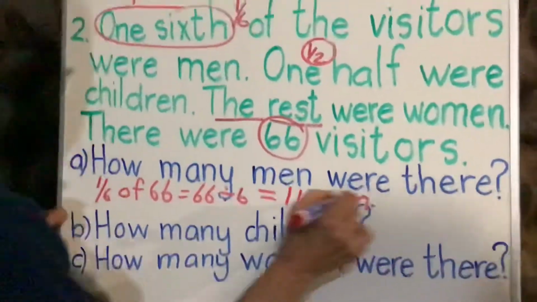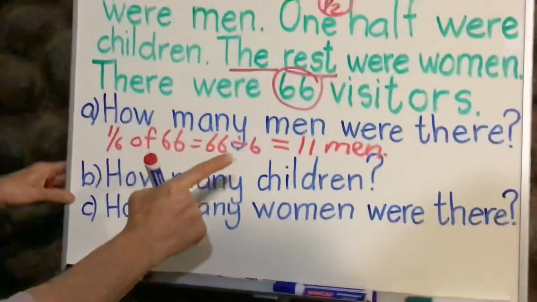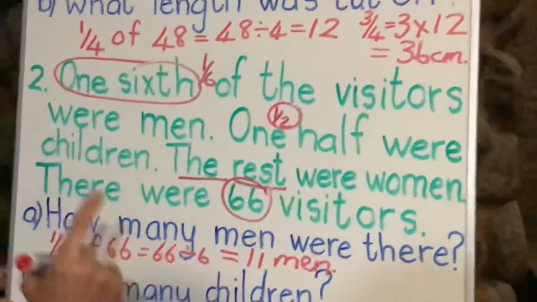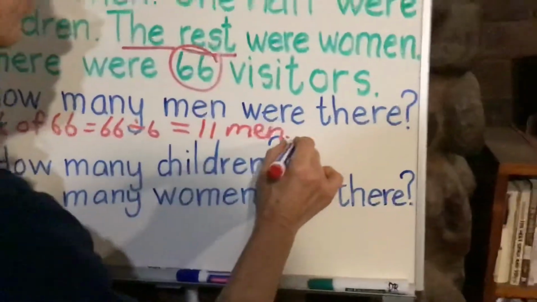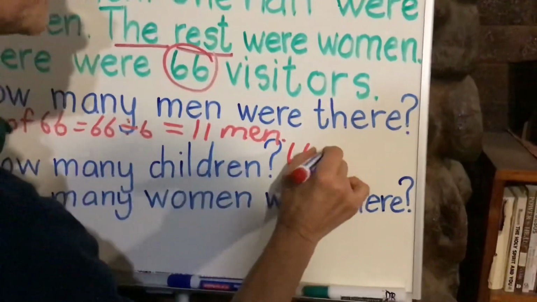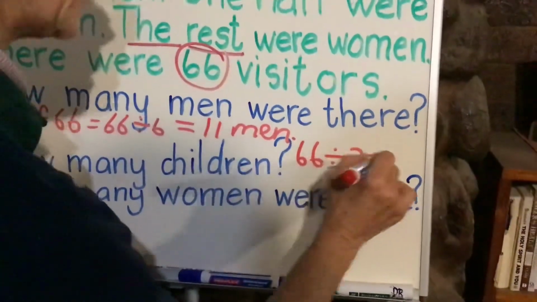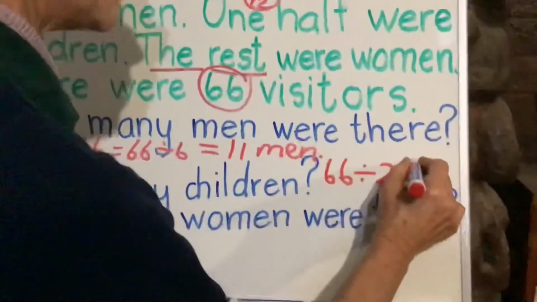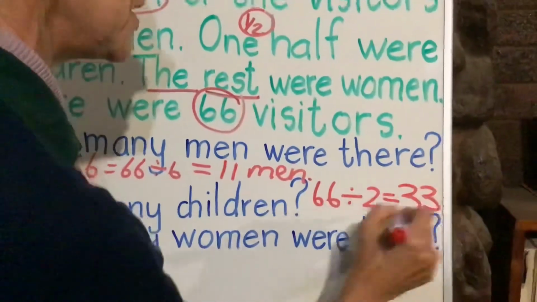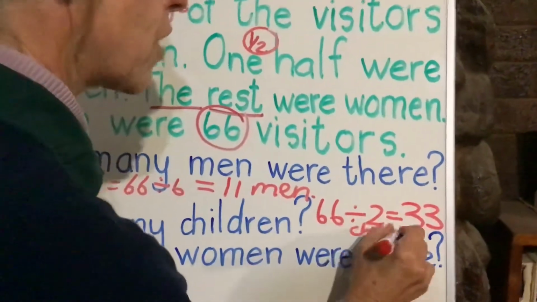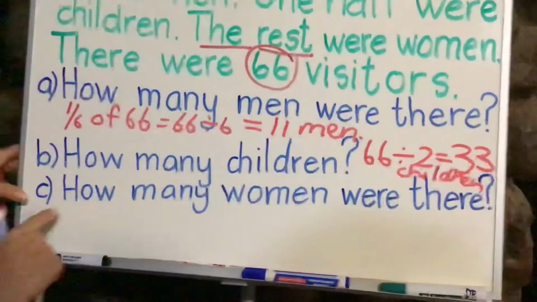Let's look at number B. How many children were there? 1/2 were children. So 1/2 of 66, we're going to divide by 2, and 1/2 of 66 we know is 33. So it's 33 children. All right, let's move to number C here.